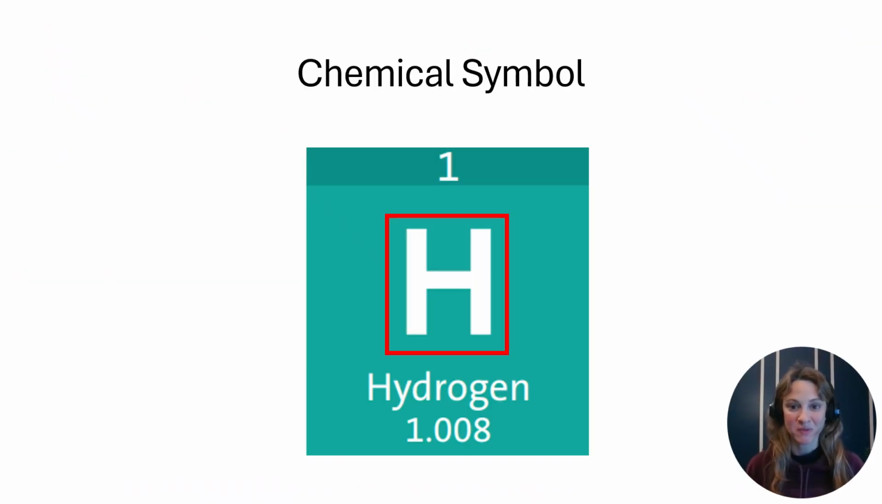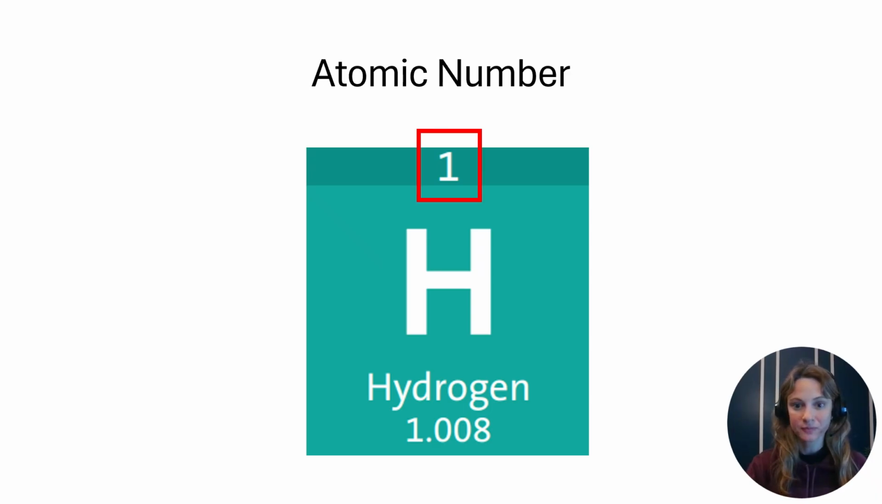The first thing we're going to talk about, and the first thing I notice when I zoom in on the hydrogen box, is the big H right in the middle. We call that the chemical symbol. Every element has one or two letters that stand for that element. So in chemistry, I wouldn't write out the whole word hydrogen. I would just write H, and everybody would know that that meant hydrogen because H is the chemical symbol for hydrogen.